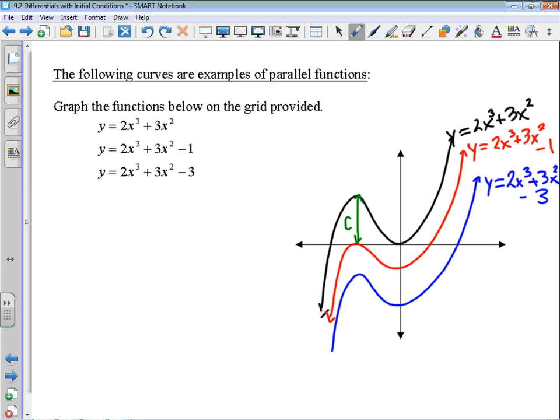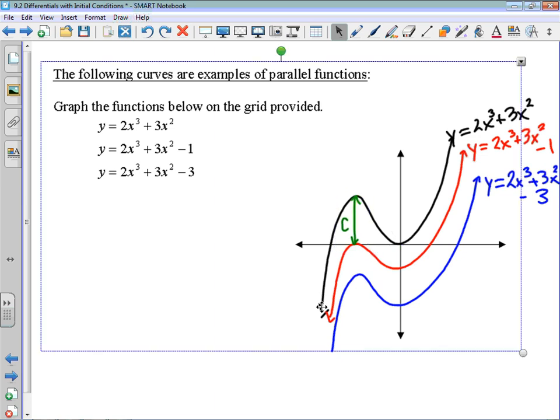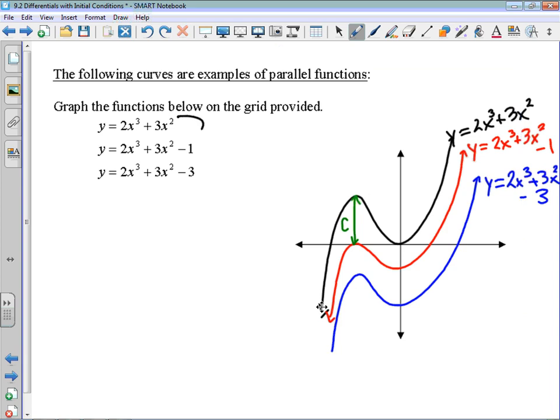And if we look at these graphs, again, other than my bad drawing skills, we see that the difference between the functions is relatively constant the entire way. And that's the idea behind parallel functions. What I'd like to show is that all 3 of these would have the same differential equation, which would be dy over dx is equal to 6x squared plus 6x.